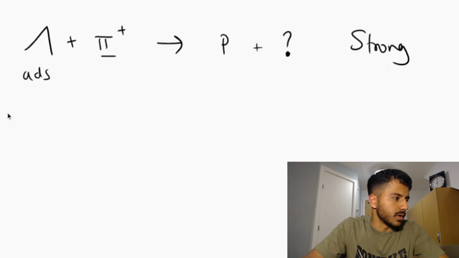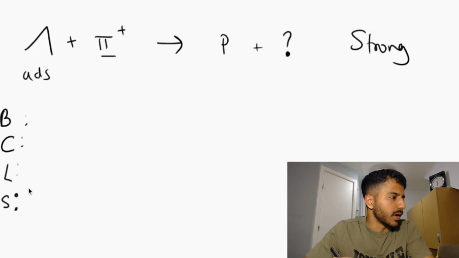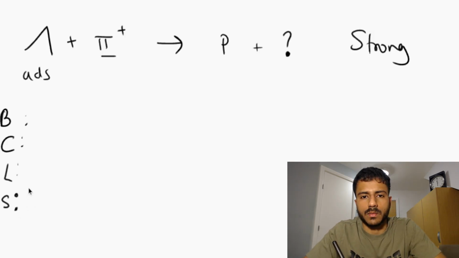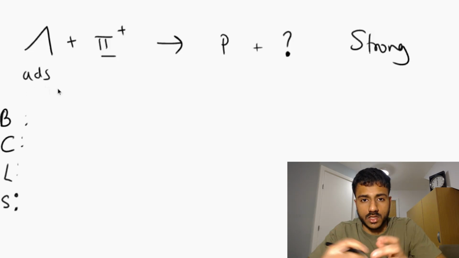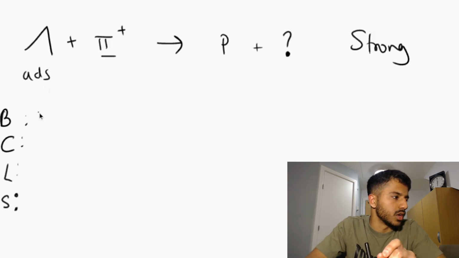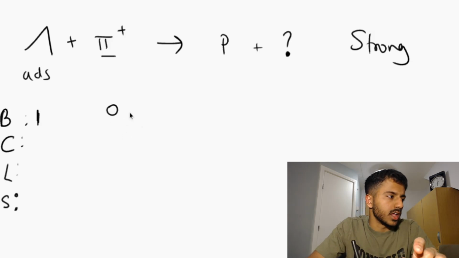So let's look at all the other factors that have to be conserved in any decay. Well, the baryon number must be conserved, the charge must be conserved, the lepton number must be conserved, and in this case, the strangeness must be conserved. So what's the baryon number of this first lambda particle? Well, we know that the baryon number of each individual one of these quarks is plus a third, so it has a baryon number of 1.